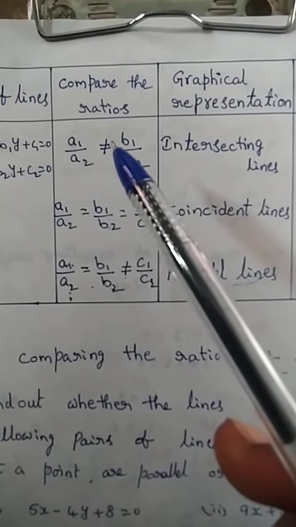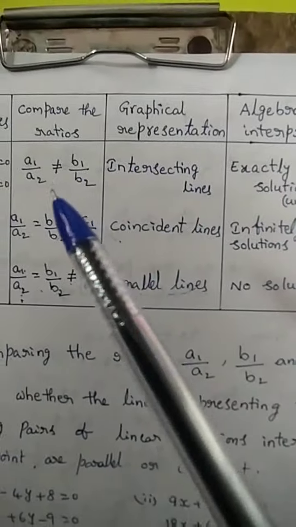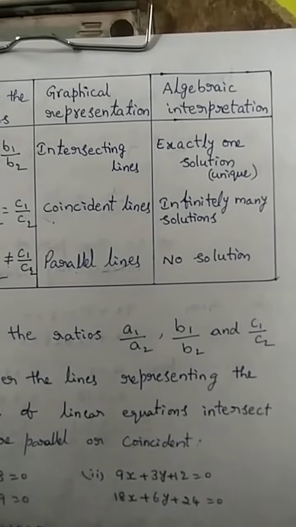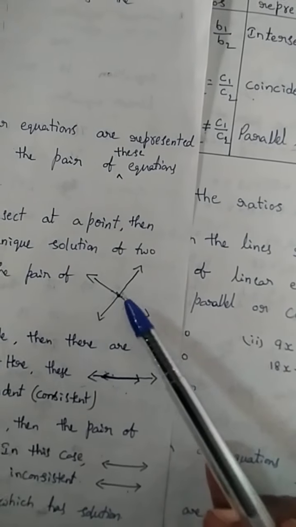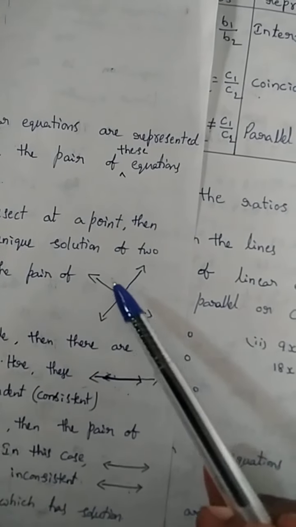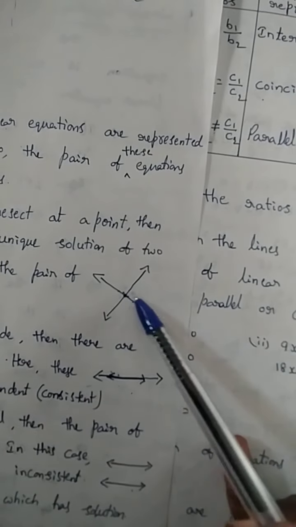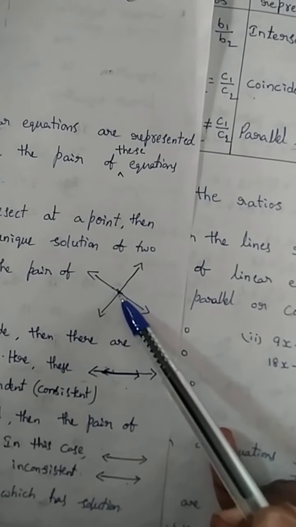This is the graphical representation based on observing the coefficients and the ratios, and now the algebraic interpretation. Intersecting lines have only one solution. How can you say that? As I said in yesterday's class, these are intersecting lines, and this is the common point of the two lines. Intersecting means the two lines have only one common point. This common point is the solution for both lines. Then automatically the intersecting lines have a unique solution, exactly one solution. That's the meaning.